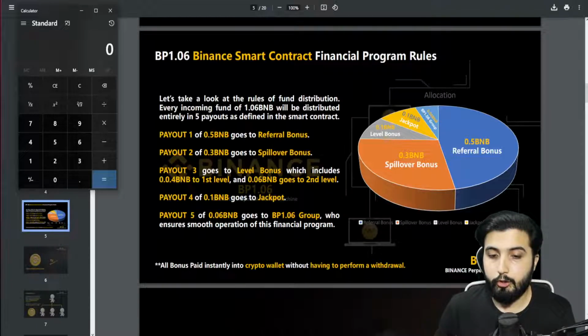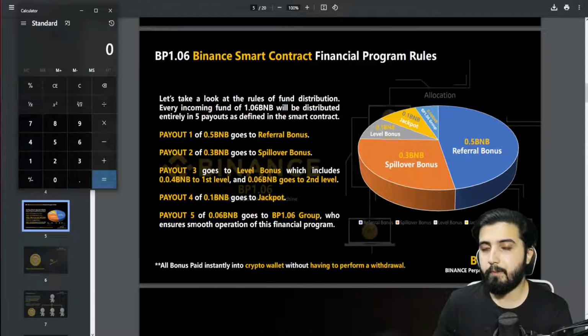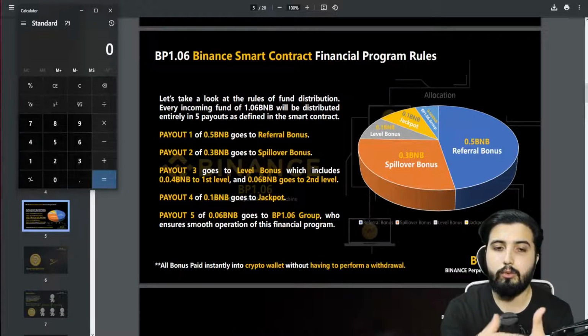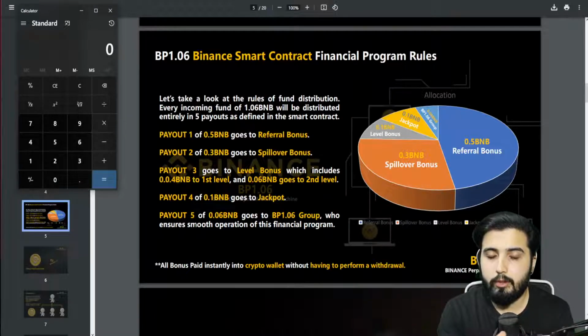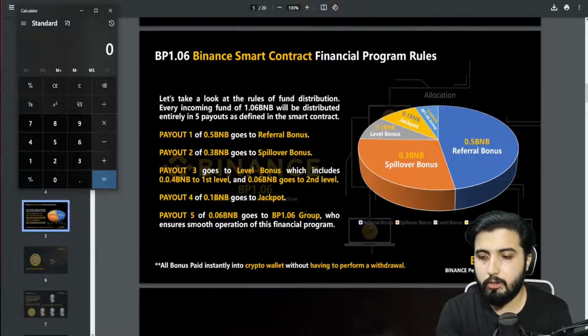The payout 5 of 0.06 BNB goes to the BP 1.06 group, who ensures smooth operation of this financial program. So this is where they use this fund to further promote this project, to do marketing, advertisements, further development, and so forth. So this is where it is used.